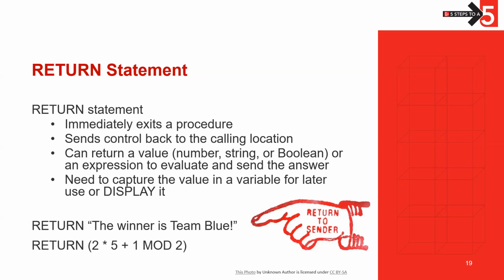Remember, when you call a function, your program pauses, goes and finds the code with that name, runs it, and then returns control back to that calling location. You can return any type of value: a number, a string, a Boolean. You can even have an expression there, and it will evaluate that expression down to a single value before it sends it back.